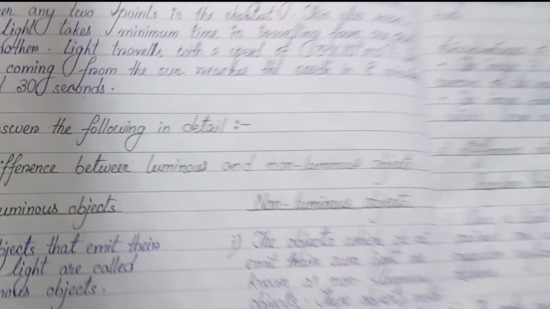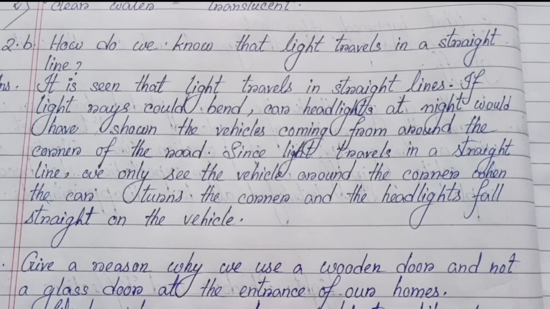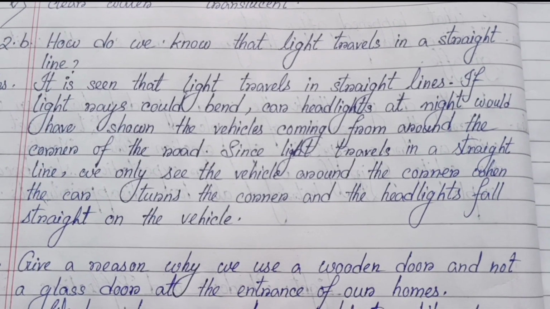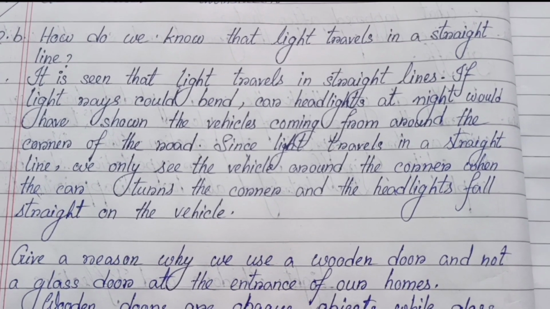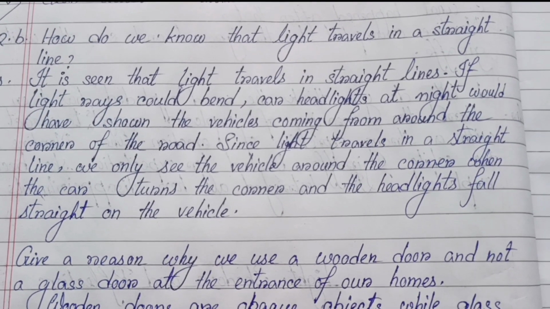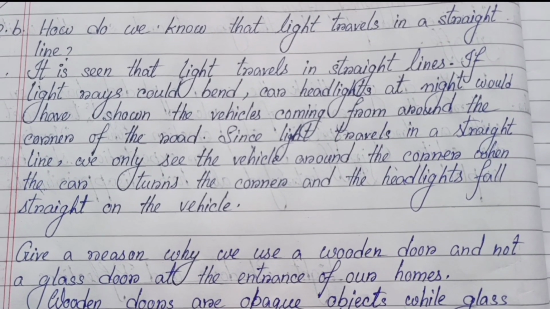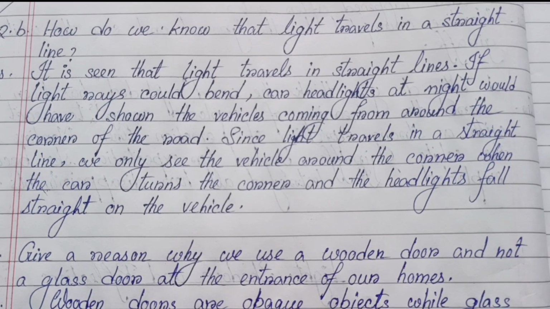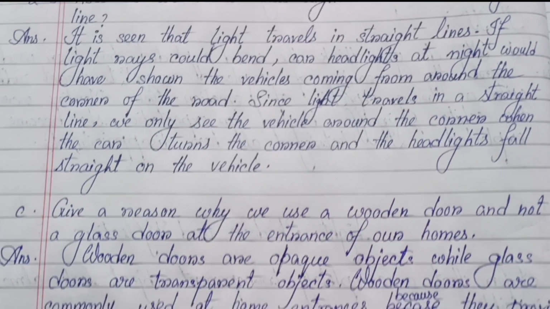Okay, next, number B. How do we know that light travels in a straight line? It is seen that light travels in a straight line. If light rays could bend, car headlights at night would have shown the vehicles coming from around the corner of the road. Since light travels in a straight line, we only see the vehicle around the corner when the car turns the corner and the headlights fall straight on the vehicle.